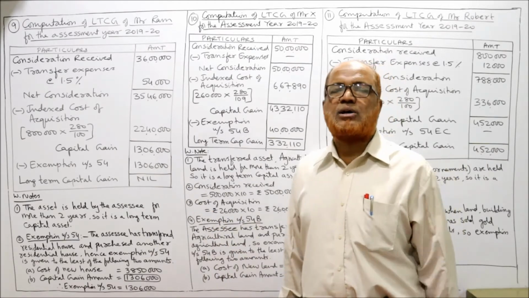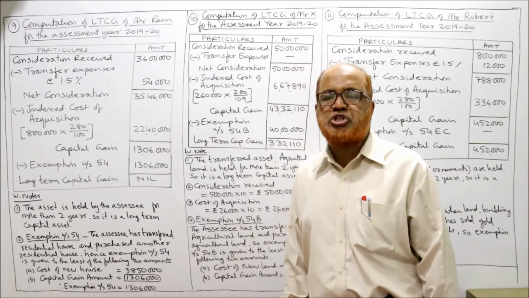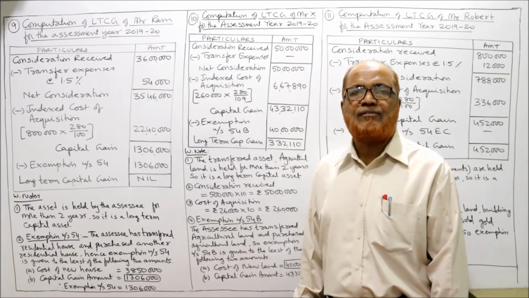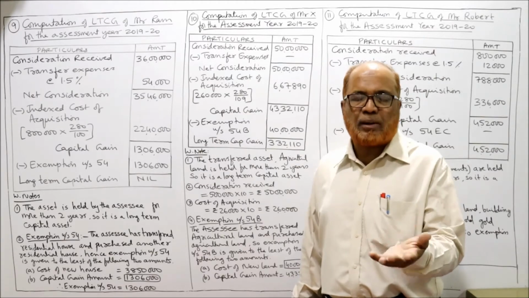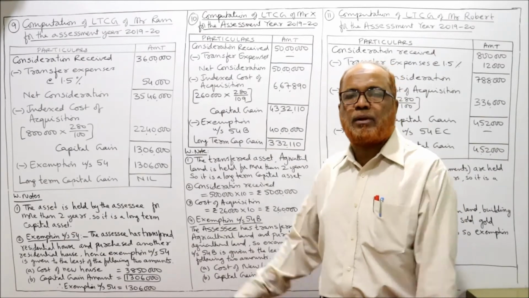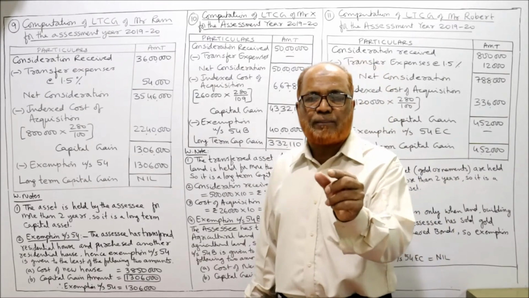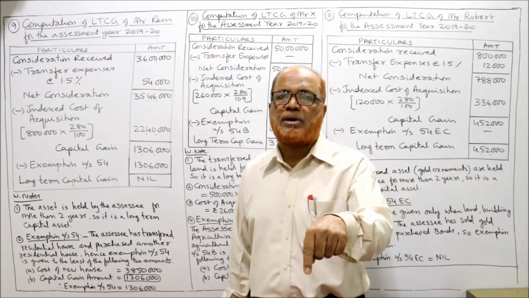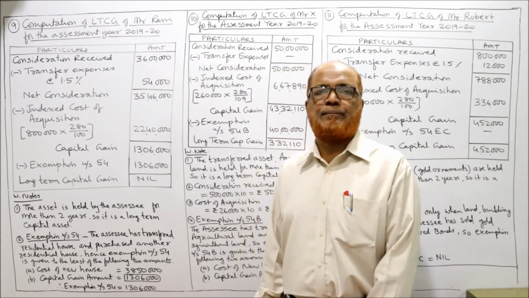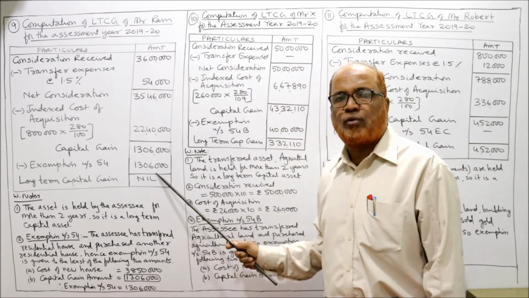From 13 lakh 6,000 we have to deduct the exemption under section 54. In previous problems we have not applied this exemption. This is the first problem. And remember the condition: one residential house should be sold, another residential house should be purchased within the stipulated period. Then exemption under section 54 will be allowed.